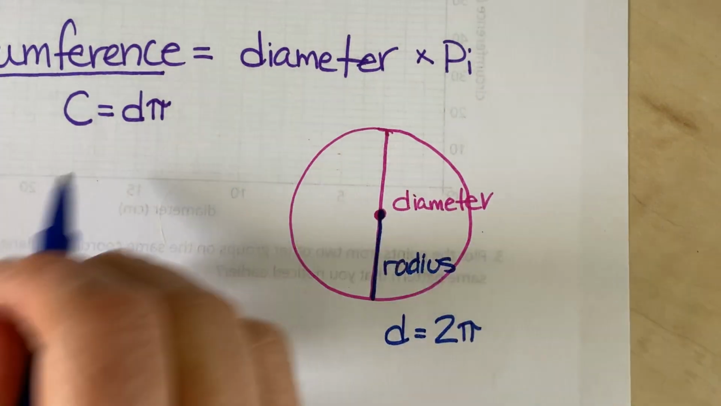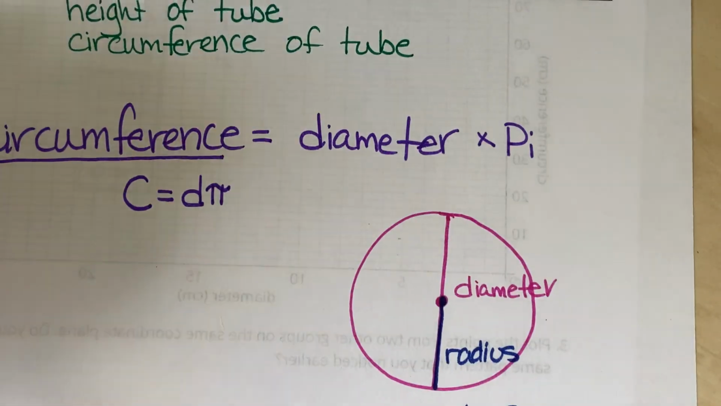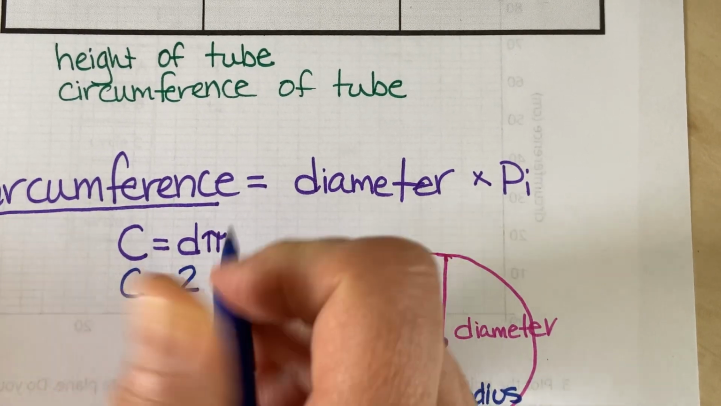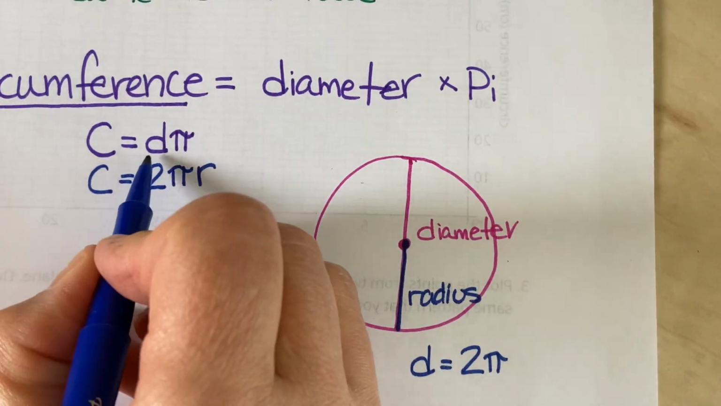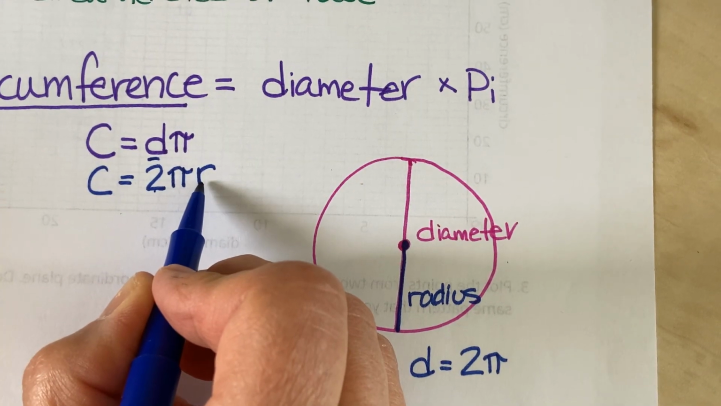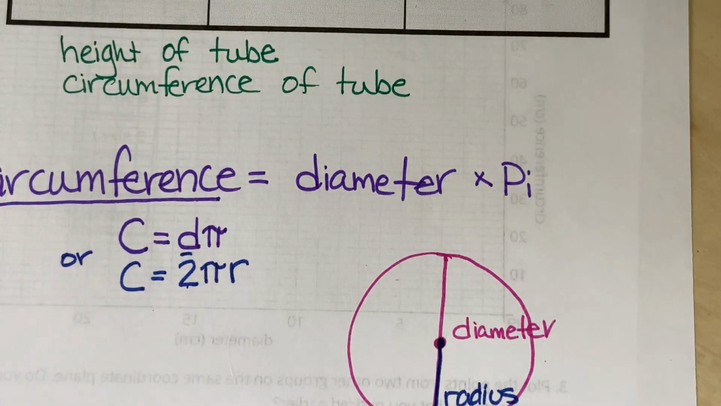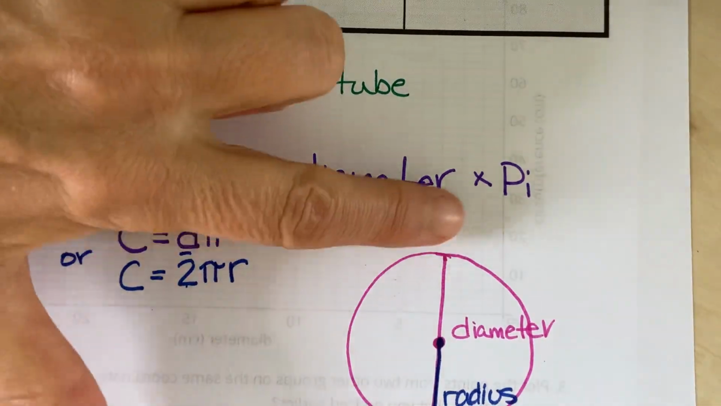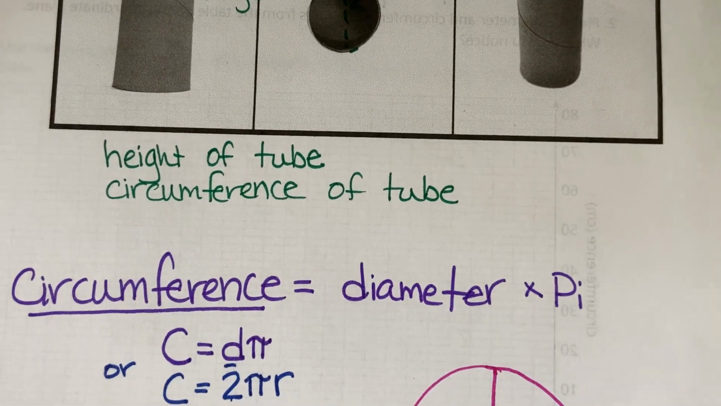So if you think about this formula, you're going to see it two ways. Diameter times pi, or you're going to see it as circumference is 2 pi r. All it's telling me is that in place of diameter, I'm putting in 2 radiuses. So it's the exact same formula, it can just be written 2 different ways. Don't get confused if you see it sometimes with an R and sometimes with a D. It's either diameter times pi or 2 radiuses times pi. That's where that formula comes from.